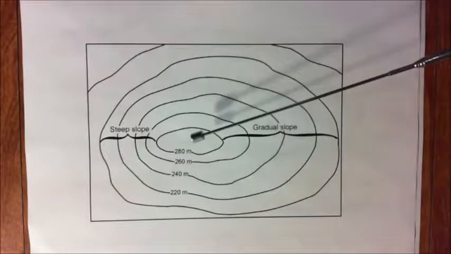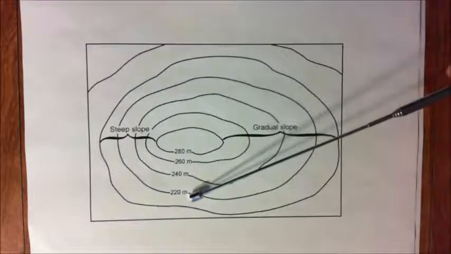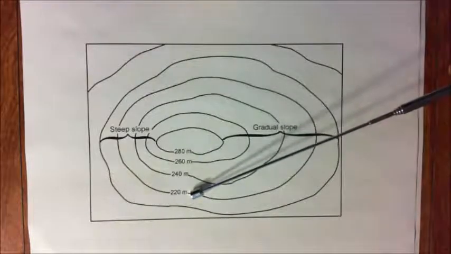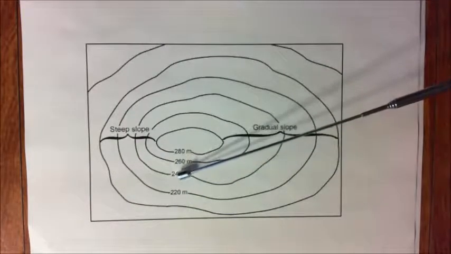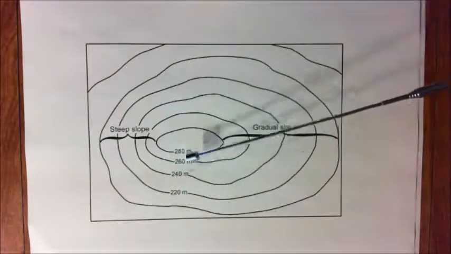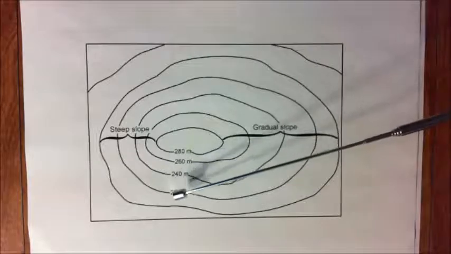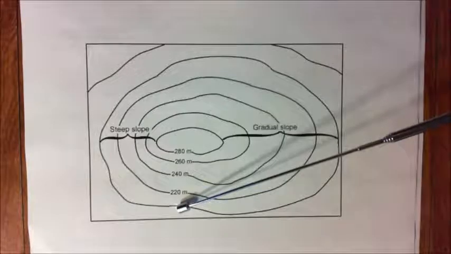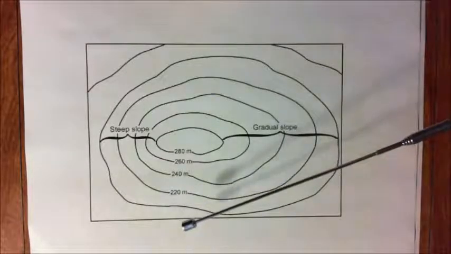Now this distance is in meters. The other one was in feet. The other one had a distance of 5 feet between elevation lines. This one has 20 meters. So we go from 280 down to 260, down to 240, down to 220. This one's not marked. That'll give you one guess what it is. 200 meters.